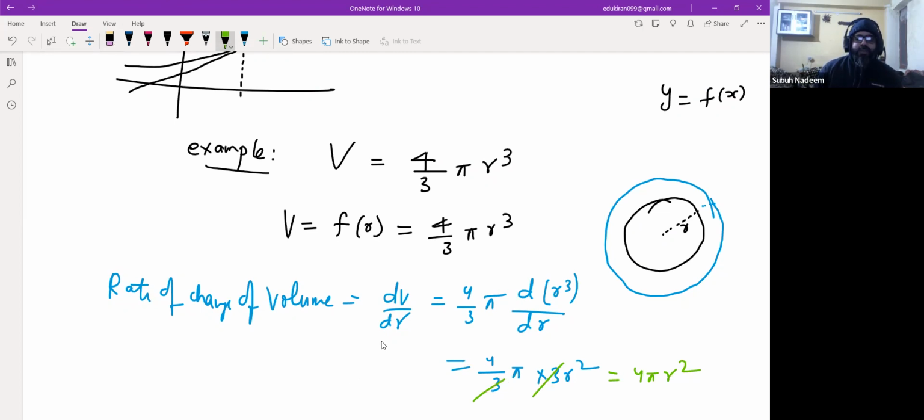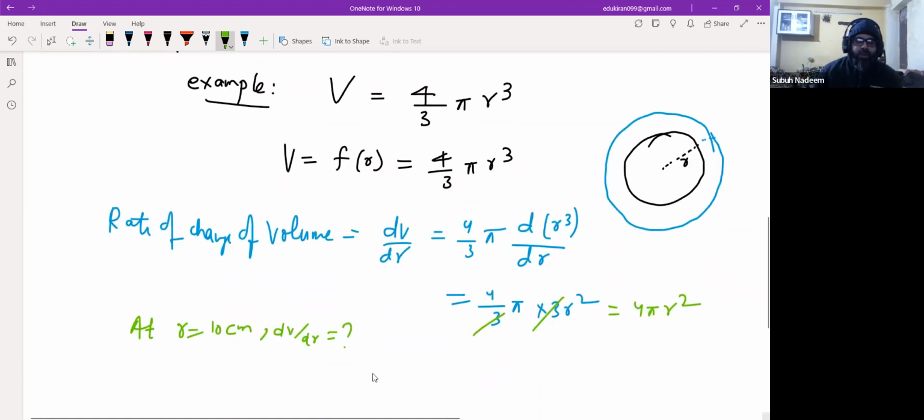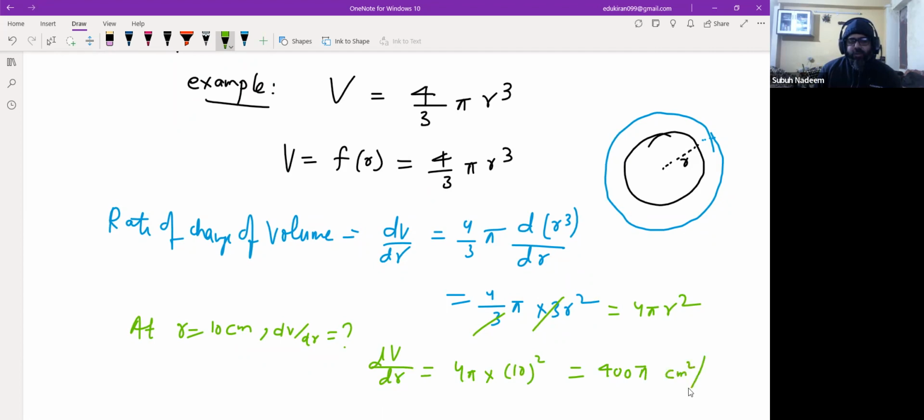Now, if it is said that at a particular radius, suppose at 10 centimeters, what is the rate of change of volume? We can differentiate with respect to r, and then we put the value of r as 10 centimeters. So 4π into 10², which will be 400π cm². That will be your answer, because it will be cm³ by cm, so it becomes cm². So this is the rate of change of volume.